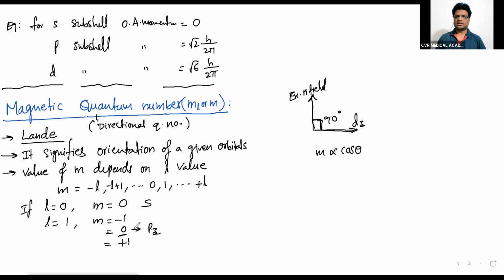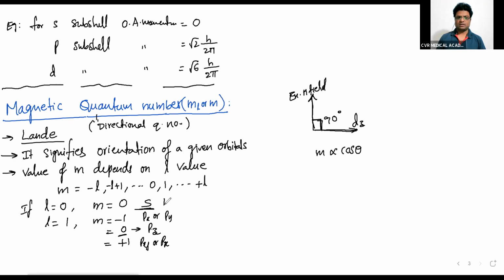Sir, what about minus 1 and plus 1? You can allot minus 1 and plus 1 to either of the other two p orbitals. That means you can take px or py with m equal to minus 1, and py or px with m equal to plus 1. Is that clear? But sir, in the first case, M is also 0 now. We've taken S. This is for the S subshell. In the S subshell, only one orbital is there, so that orbital gets m value 0.